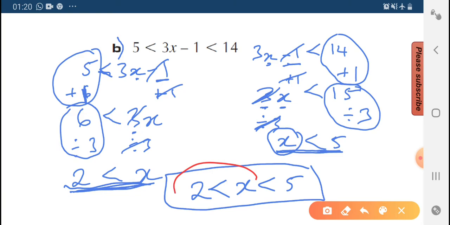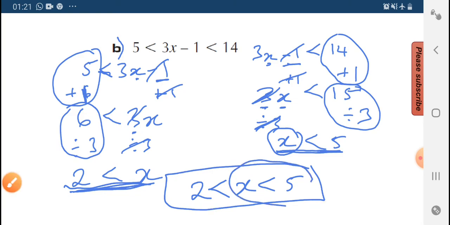So this bit here is telling me that x has to be greater than 2, and this bit here is telling me that x has to be less than 5.